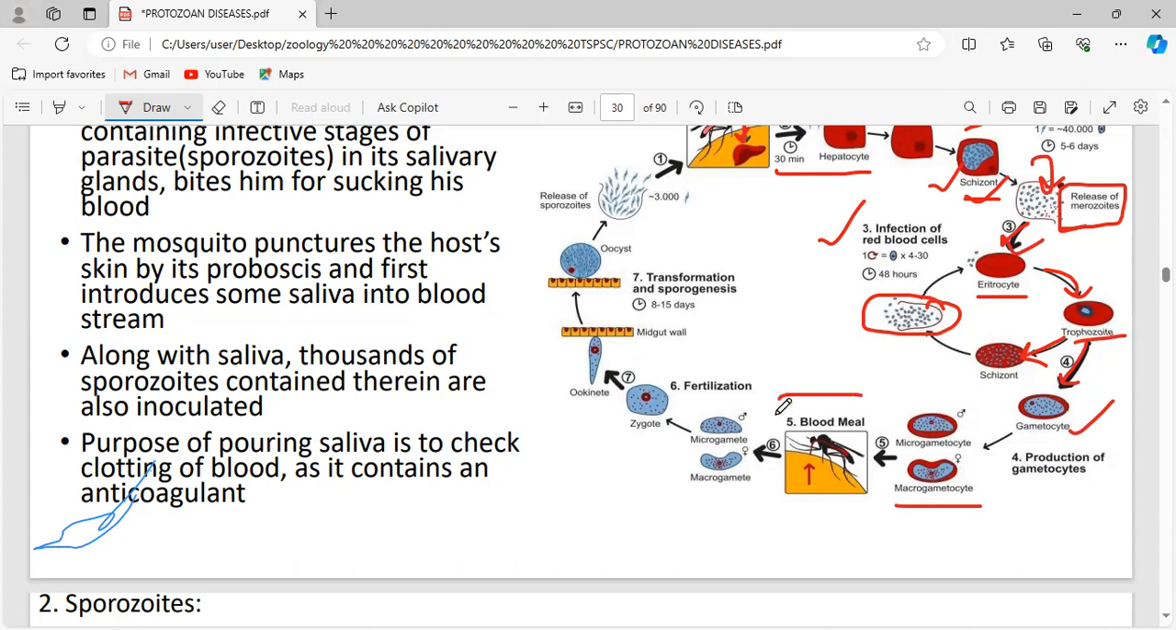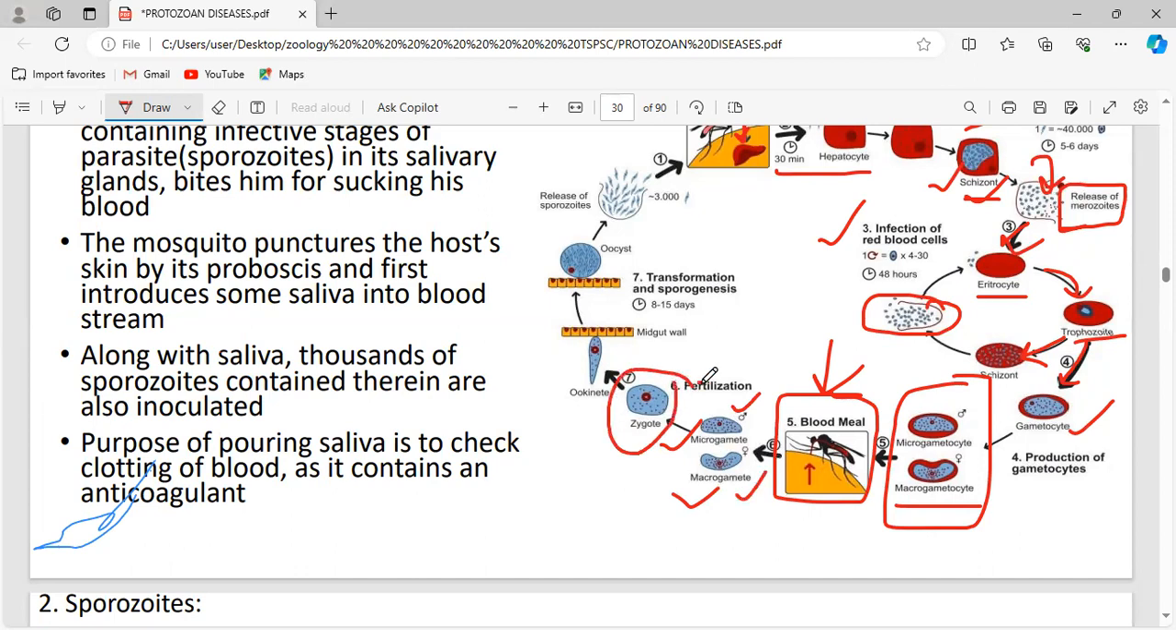Now again the mosquito will come into the picture. Now here the gametocyte is ready. After the mosquito bites the infected human, the mosquito will get the infection, and inside its gut, fertilization will take place. This male and female will fuse together to form a zygote. The process is called fertilization.